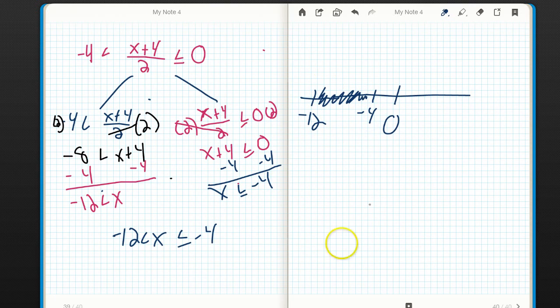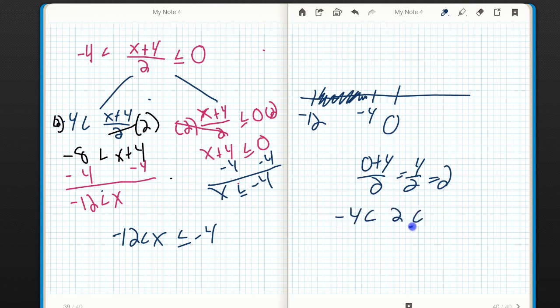Okay, let's plug in 0. So we get 0 plus 4 over 2. That's 4 over 2, which is 2. So negative 4 is less than 2, which is less than or equal to 0. Now, 2 is greater than negative 4, but it is not less than 0. So 0 makes it false.